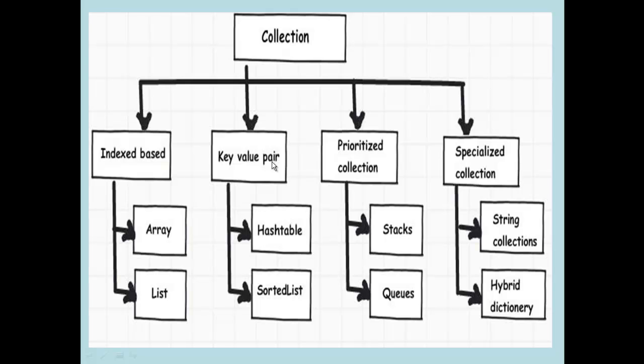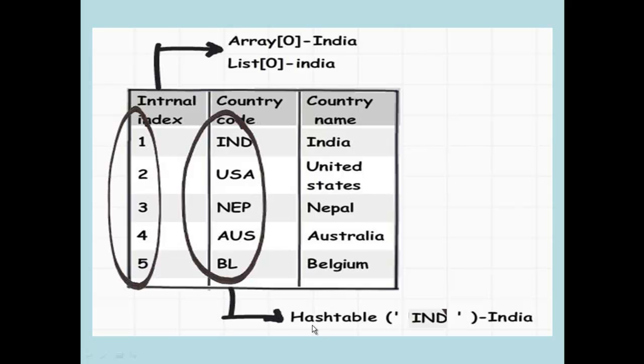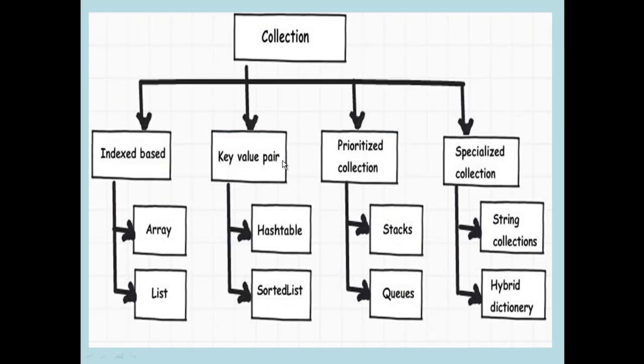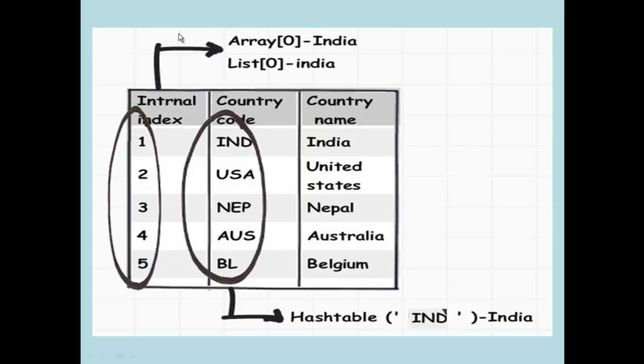So if you want to get a record by using a key, then you will either use a hash table or a sorted list. So for example, if you use a hash table here, probably you can say hash table of IND. So this will give you the value India. So in other words, index based collections help you to get the value using the internal generated index values of the collection, while key value pair basically helps you to look up the value by using a user defined key. For example, in this example it is like IND, USA, NEP.